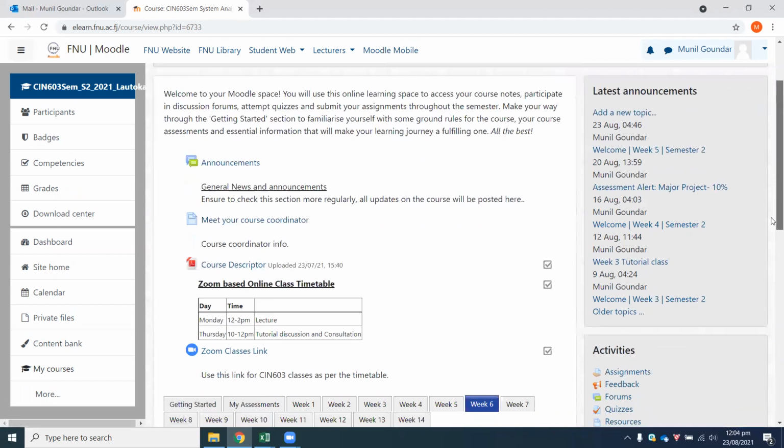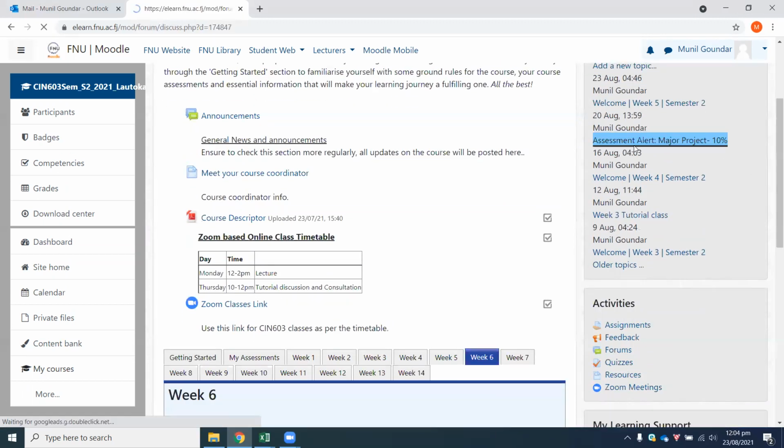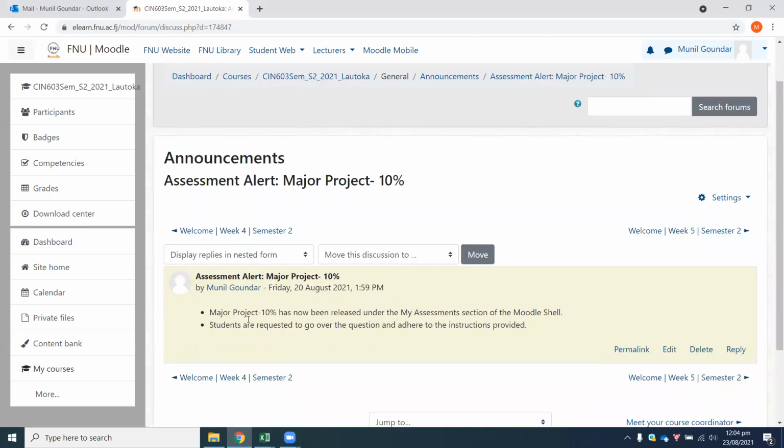Now, please note that last Friday, I had given out an assessment alert. Your major project, worth 10%, has already been released under the assessment section of the Moodle shell. I hope you had a look at it. Now, this project is massive. Why massive? Because of the structure and the way this course has been designed, we will try to cover all aspects of the course in this major project. That's why it is called a major project.